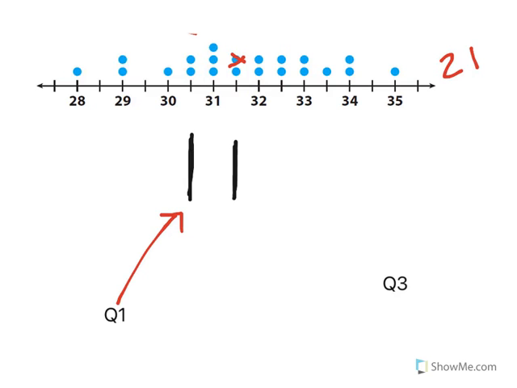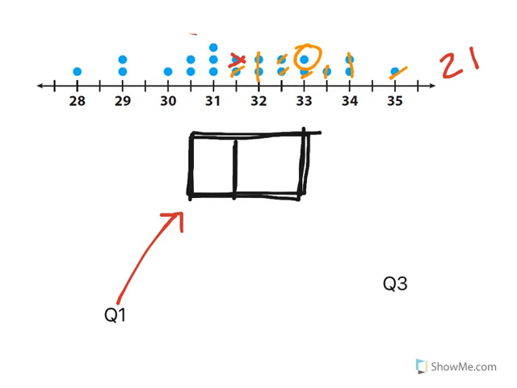I'm going to do the exact same thing for the upper half of the data. So I'm just going to cross them out evenly until I zoom in on something. And it looks like 33 is going to be my third quartile. So now I've drawn the box part of my box and whiskers plot.